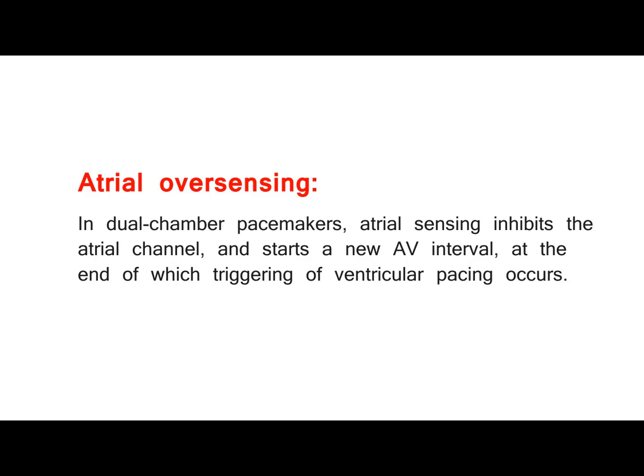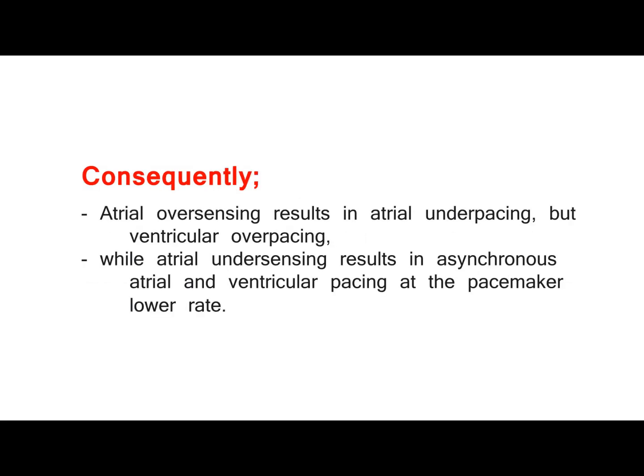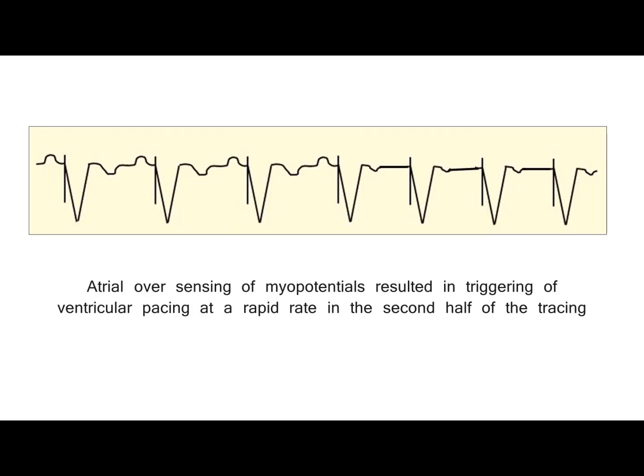Atrial oversensing. In dual-chamber pacemakers, atrial sensing inhibits the atrial channel, and starts a new AV interval, at the end of which triggering of ventricular pacing occurs. Consequently, atrial oversensing results in atrial underpacing, but ventricular overpacing. While atrial undersensing results in asynchronous atrial and ventricular pacing at the pacemaker lower rate. Atrial oversensing of myopotentials resulted in triggering of ventricular pacing at a rapid rate in the second half of the tracing.